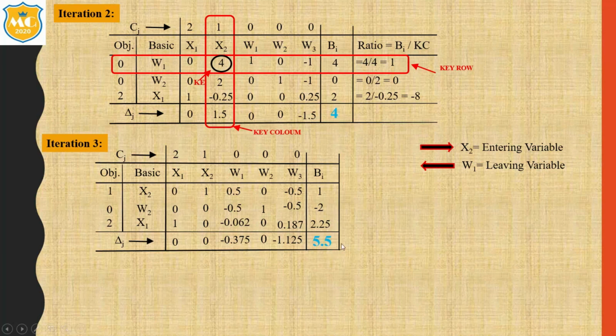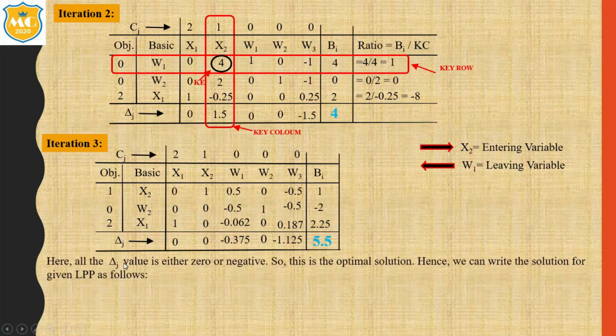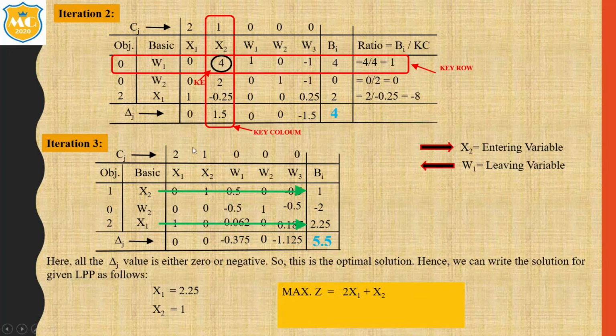So it also represents our optimal solution, maxima z is equal to 5.5. Here all the delta J values are either 0 or negative, so this is the optimal solution. Hence we can write the solution for the given LPP as follows. x1 is equal to 2.25, x2 is equal to 1. Now we put this value in the original objective function, maxima z is equal to 2x1 plus x2. Here we get the maxima z is equal to 5.5.